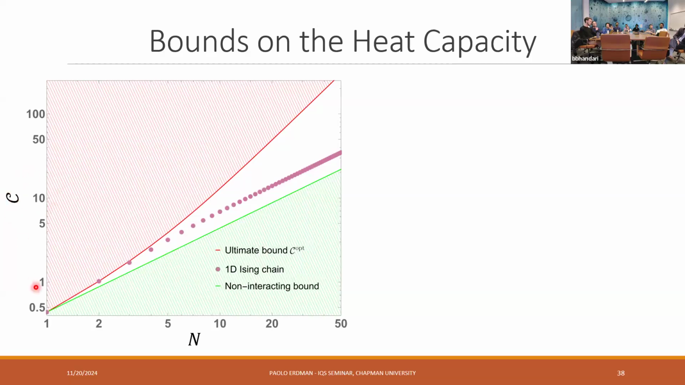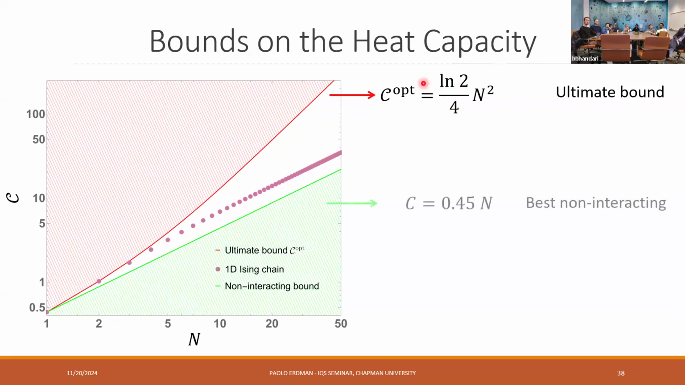So here we plot the heat capacity as a function of n, which is the number of these two-level systems. And this is what is known. Here, this green line represents the best that you can do with non-interacting systems. If these two-level systems don't interact, the best you can do is a linear increase. So this green region is what you can reach with non-interacting systems. This red line up here is the ultimate bound that was found in the previous paper. So we know that we cannot go above this region, but here we have this n-squared scaling.